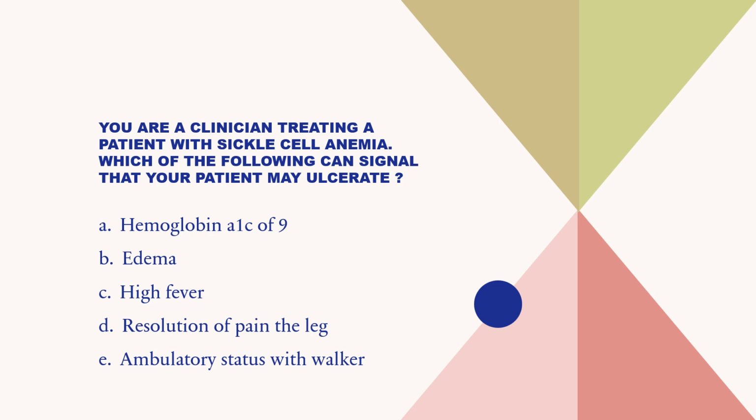Letter A, hemoglobin A1C of 9. Letter B, edema. Letter C, high fever. Letter D, resolution of pain in the leg. And letter E, ambulatory status with walker.